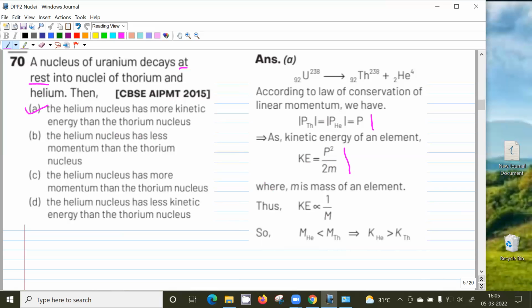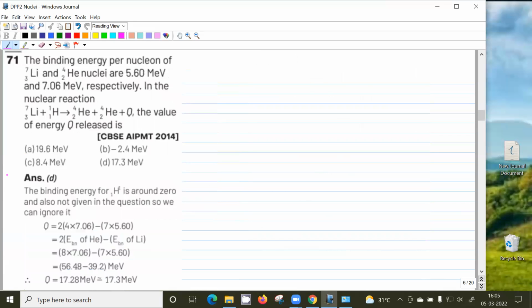Understood? Yes, sir. This one, binding energy per nucleon of lithium and helium are 5.6 and 7.06 respectively. Nuclear reaction. Okay, energy is released. So you have to basically have the energy of the reactant should be same as the energy of the product. So using that, you get the value of Q.